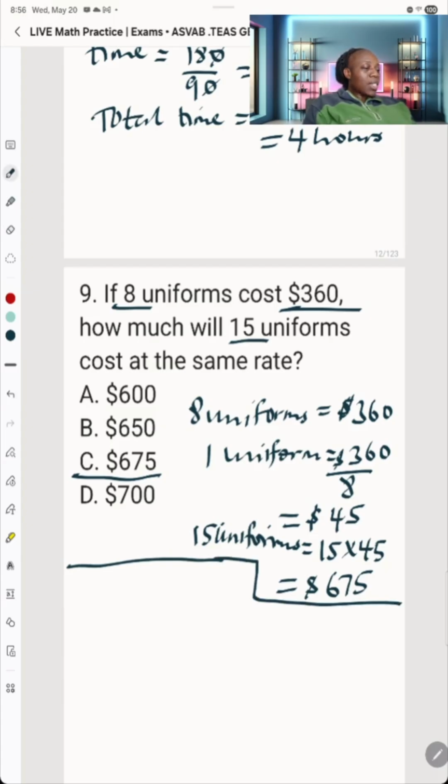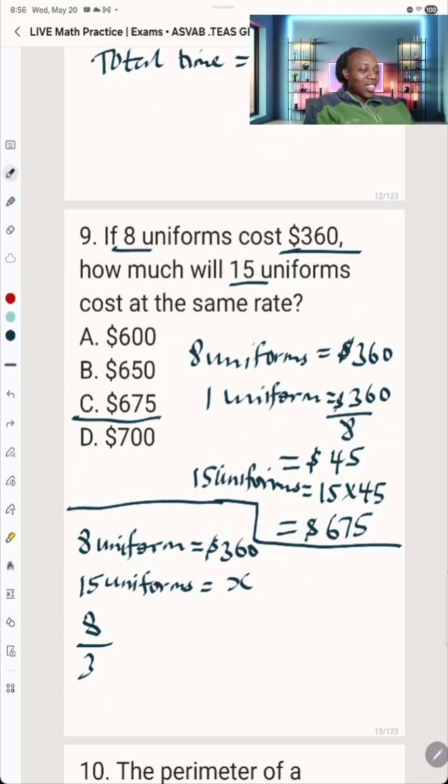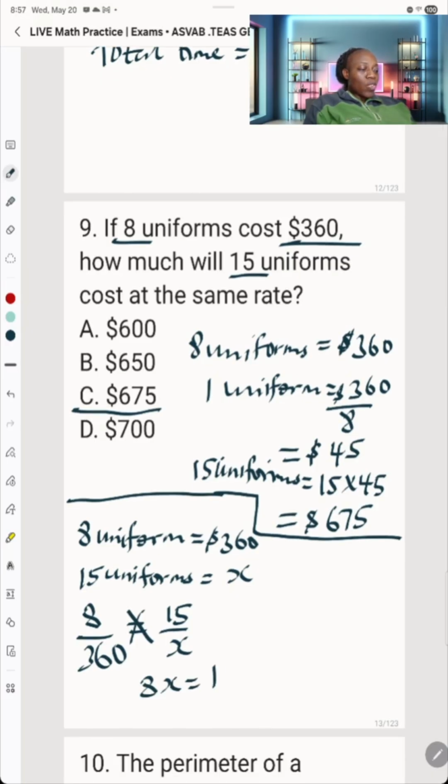That is going to be 8 uniforms is 360. Then the question is asking for 15 uniforms. So put 15 uniforms here equal to what? Let's put X. Then start by saying 8 uniforms over 360 equal to 15 uniforms over X. Then cross multiply. So 8X equal to 15 times 360. So we can now divide by 8. X is now going to be what?